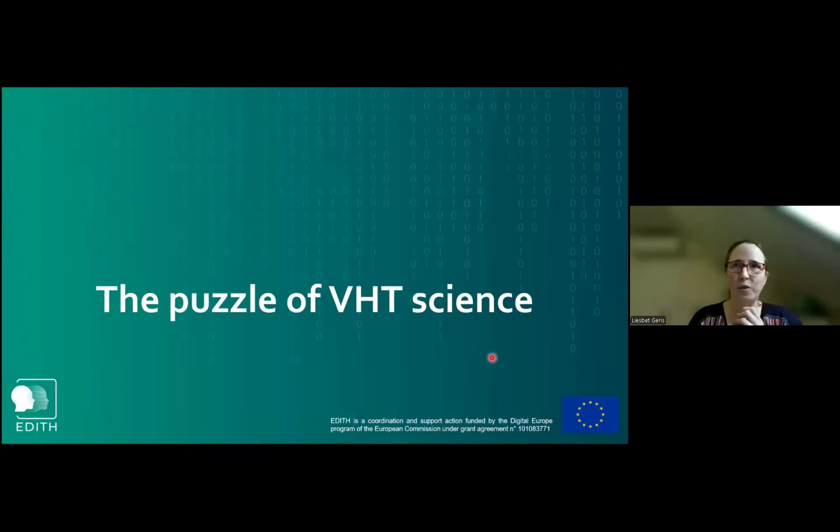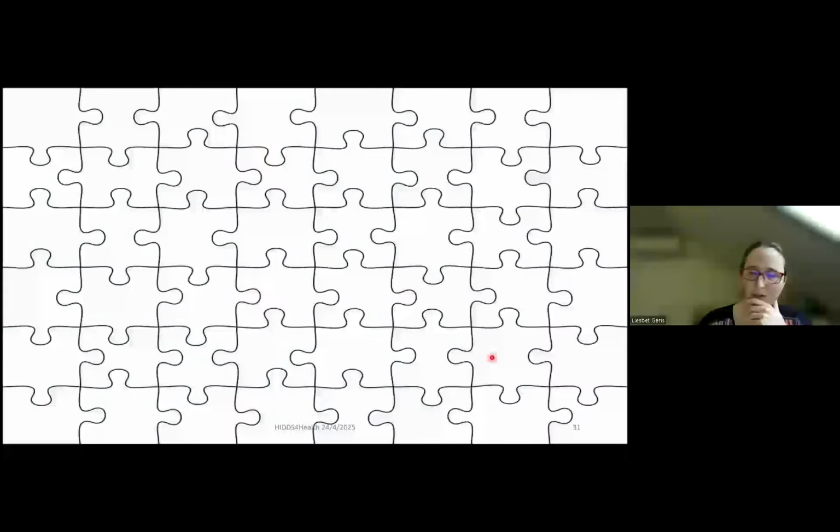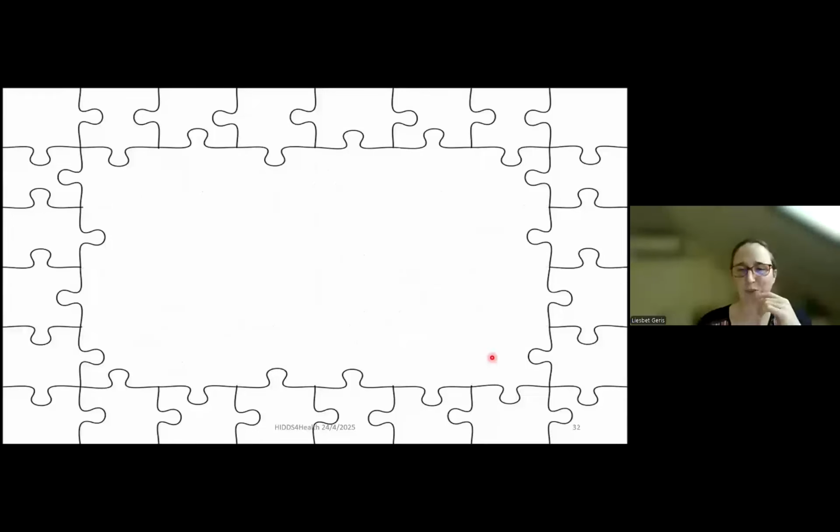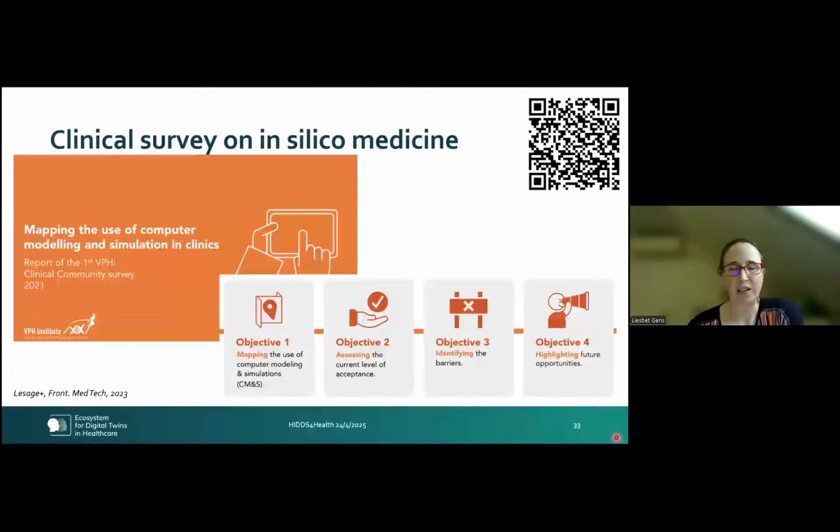All right, now, this is the context. You know what digital twins are, what the ecosystem is. Now we want to lay the puzzle of virtual human twin science and see how we need to do that. Now, when you make a puzzle, there are different ways of approaching it. I was taught by my mom to first look at the sides so that you have the boundary and you know in which everything sits. This is actually the need that we have been identifying for the different stakeholders.